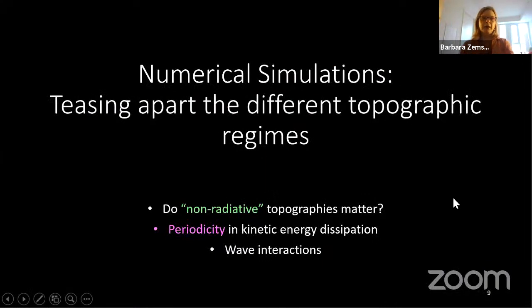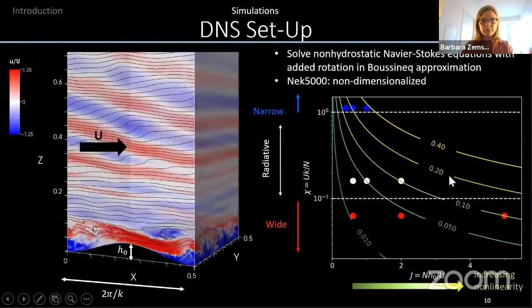So with all of that in mind, and trying to think about how these non-radiative topographies affect and aid kinetic energy dissipation, we conducted numerical simulations trying to tease apart the different topographic regimes. And a few questions that we wanted to answer were: do non-radiative topographies matter? And what is this periodicity in kinetic energy dissipation we observe? And how do wave interactions come into play to explain our observations?